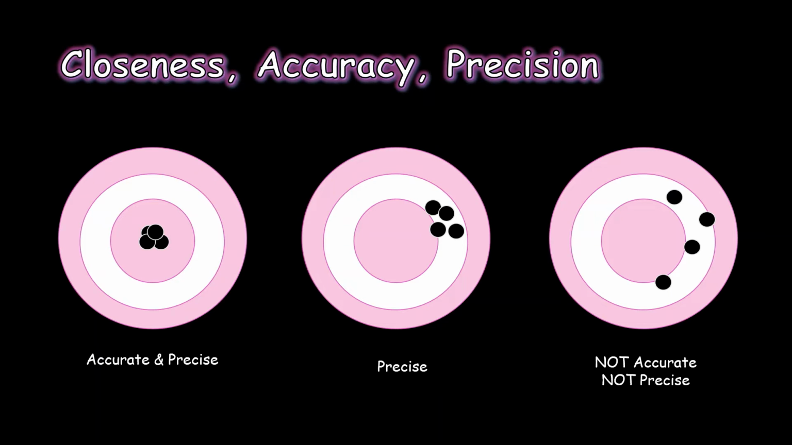For the first one, it is both accurate and precise. These dots are close to both the bullseye and one another, so they are both accurate and precise. For the second one, these dots are close to one another, which shows consistency, but they are not on target, so they are only precise but not accurate. And for the last example, these dots are neither on target nor are they close to one another. Therefore, they are neither accurate nor are they precise.